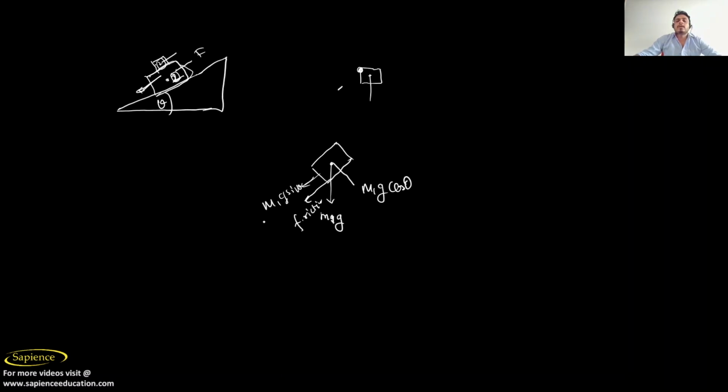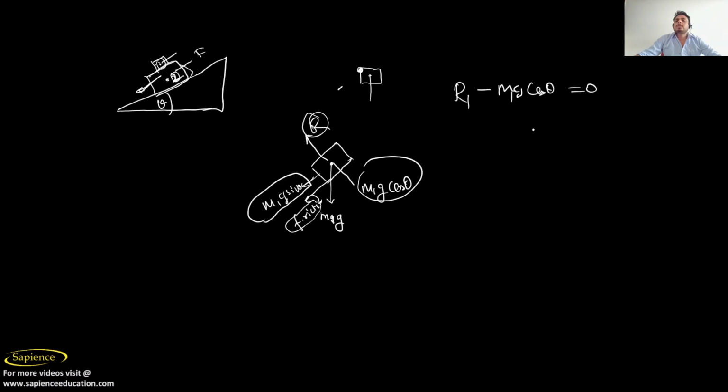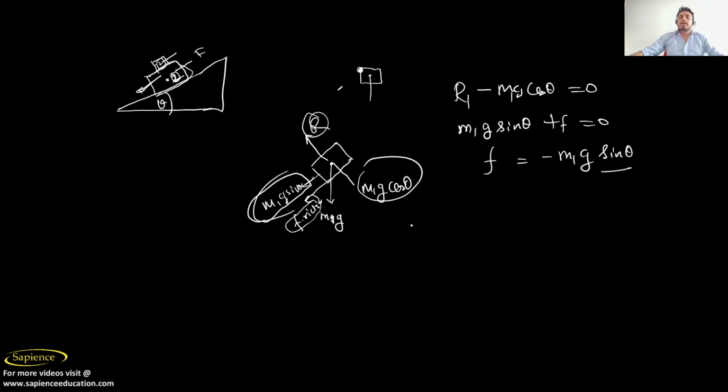So how many forces have you got? m1g sin theta and the frictional force, and you know that the reaction force is R. So for the reaction force and the m1g cos theta component, R1 minus m1g cos theta is equal to 0. In the other direction, m1g sin theta plus the frictional force is equal to 0. It means the frictional force applied is equal to minus m1g sin theta. So this is the free body diagram of body 1.